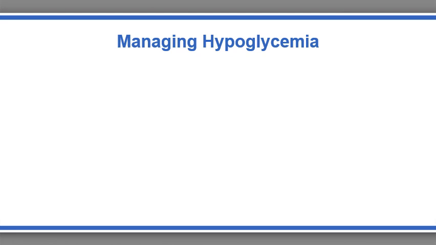So, managing hypoglycemia. This is probably going to be the most severe acute complication. It's going to be a rapid-onset thing that occurs when you have somebody who's getting insulin therapy with diabetes. And exercise is going to be the most frequent cause.